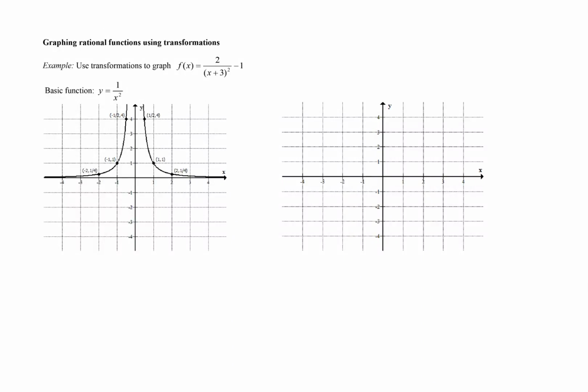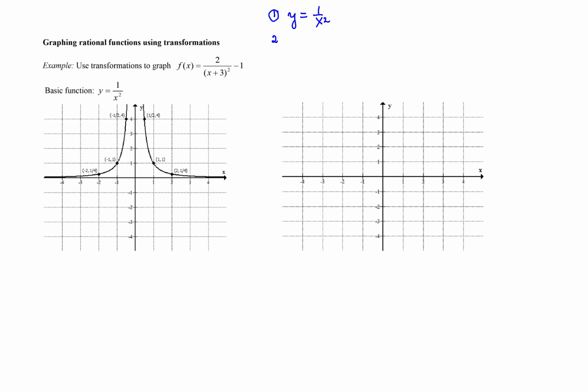As with any other function, some rational functions can be graphed using transformations as long as the formula is in the right form and we know the graph of the basic function. So let's graph by transformation the function f of x equals 2 over (x plus 3) squared minus 1. The basic function here is the function 1 over x squared. This is the reciprocal of the square function and we know its graph.